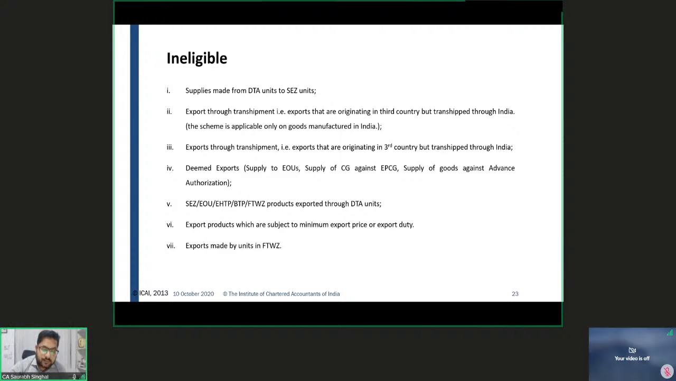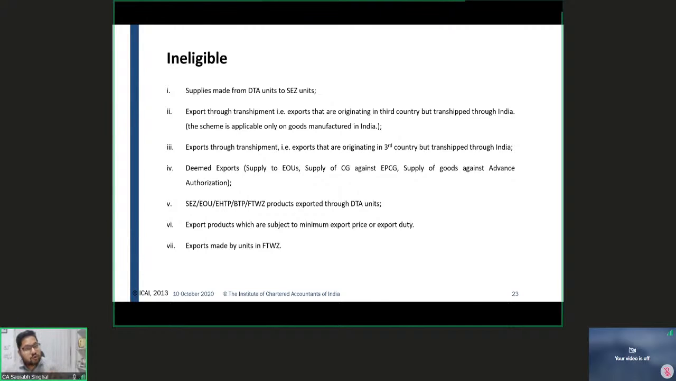Deemed exports, that is supply to EOUs, supply of capital goods to EPCG holders, supply of goods to advance authorization holders. All this also is not allowed for MEIS rewards. We have discussed this under section 147 of the CGST Act, deemed exports. Exports which are otherwise not physical exports, goods are not leaving the country. You are also not getting foreign currency, but you are giving them to specific type of people who are export oriented and basically engaged in export of goods. Those types of exports are called deemed exports.